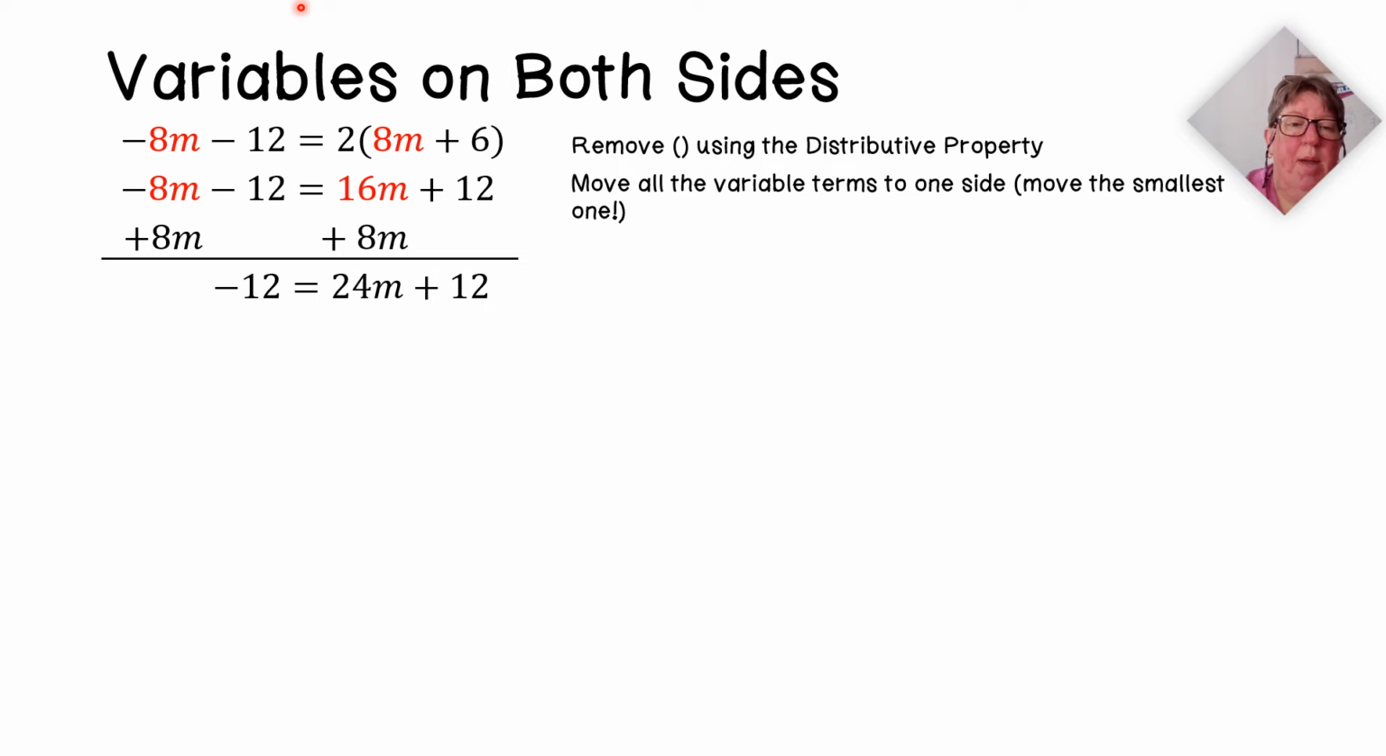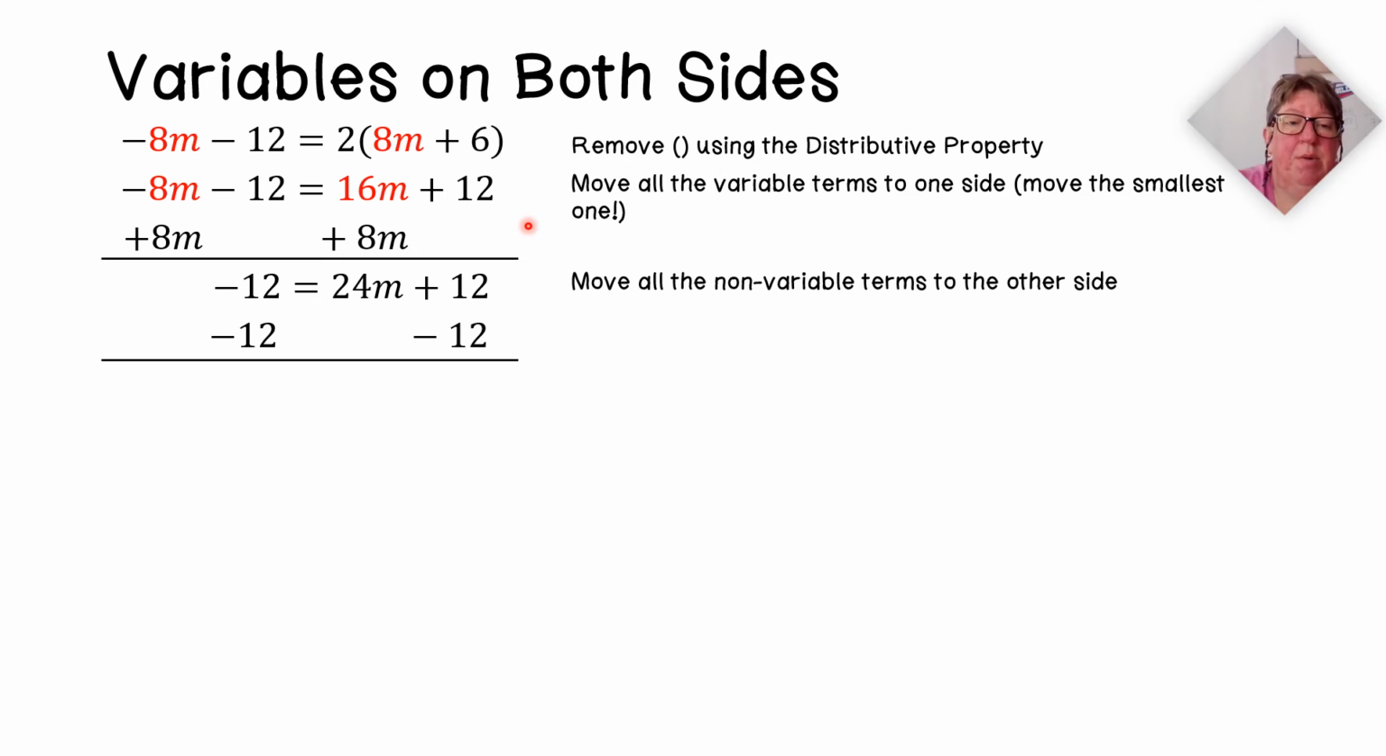So now I have all my m's on one side. But I also have this non-variable term there. So my next step is to move all the non-variable terms to the other side. So I want to eliminate this plus 12 on the right side. How am I going to do that? I want to turn plus 12 into a 0, so I'm going to subtract 12 from both sides. So I end up with negative 24 is equal to 24m.